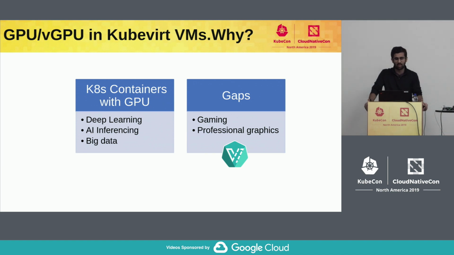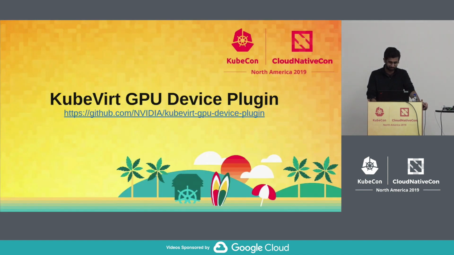But KubeVirt lacked one of the critical features which we require, that is assigning GPUs to the VMs. And that's when we decided to work on it, and we have recently upstreamed that change. So as David mentioned, to pass on a host resource to a KubeVirt VM, the natural choice is to have a device plugin, and that's why we developed this KubeVirt GPU device plugin, which is open source now. You can take a look at the details of it on the link below.